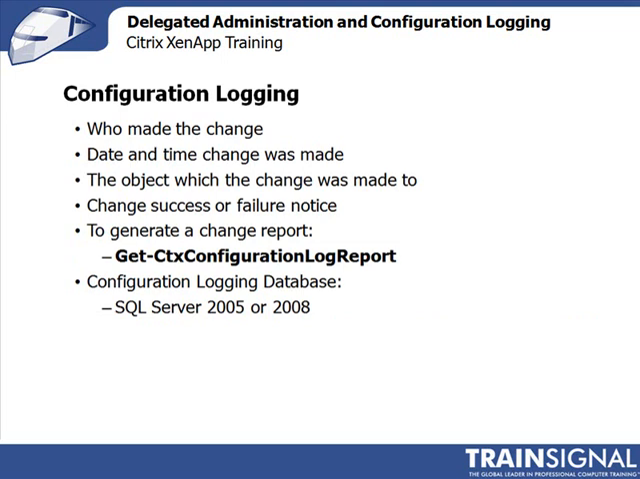The configuration logging database, as we've spoken about earlier, is a mechanism by which you can log all of the different tasks that are made inside of your Citrix farm. So for example, you can log who made the change, the date and time the change was made, so the timestamp, the object against which the change was made. So was it the servers, was it the applications, was it content, where was the change made? Was the change successful or was the change a failure? Were you able to implement the change? Were you able to execute or not?